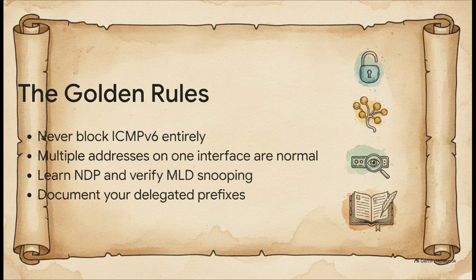Number 3, learn NDP and make sure your switches actually use MLD snooping. And lastly, because ISPs can dynamically change your delegated IPv6 prefixes and just silently break your static configurations, you have to make sure you document and track those prefixes rigorously in your IPAM system. Embrace these rules, and seriously, stop treating normal IPv6 behavior as an error.